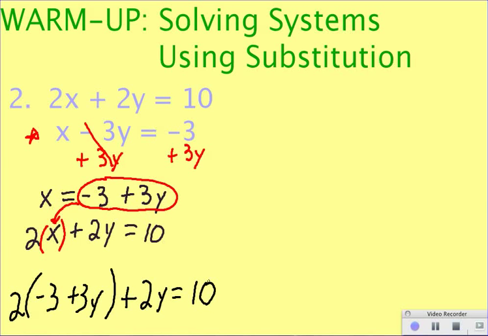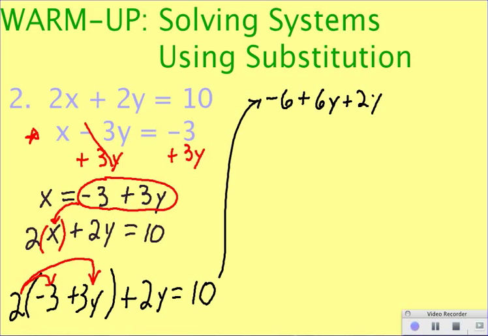So recall the next thing that we have to do is use our distributive property. We're going to multiply that 2 times the negative 3 and also multiply the 2 times the positive 3y. So we're going to multiply both of the terms by the 2. I've run out of room down at the bottom here, so we're going to continue this problem up top. So 2 times negative 3 is negative 6, and then 2 times positive 3y is going to be positive 6y, plus 2y equals 10.